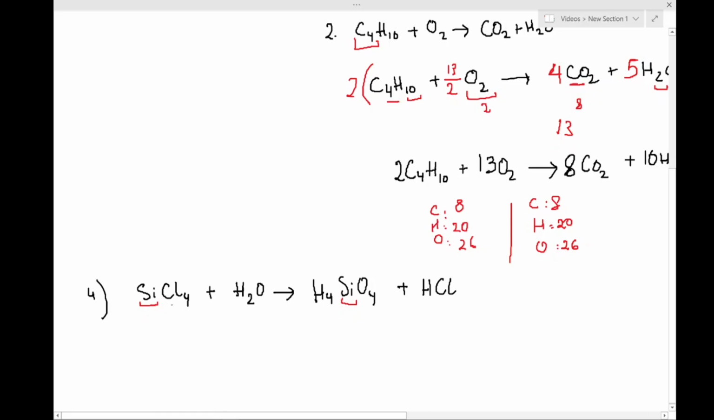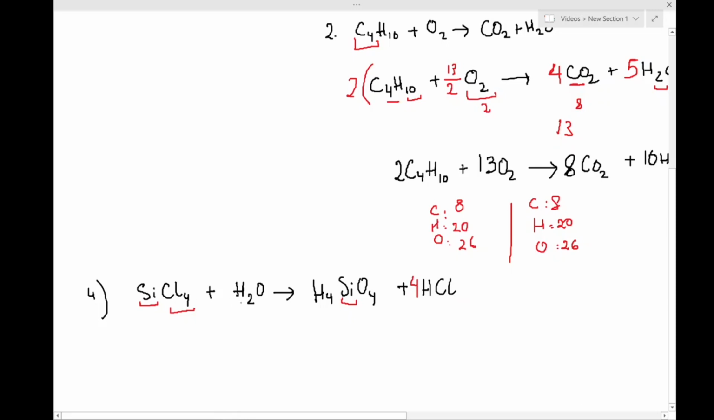So let's come to chlorine. So we have 4 chlorines on the left hand side. So I'm just going to go ahead and put a 4 here, right? Now my chlorines are balanced. So I have 4 chlorines on the right hand side and then 4 chlorines on the left hand side.